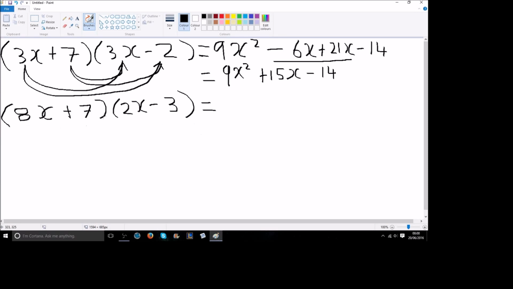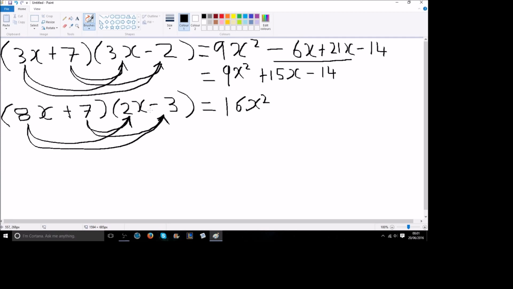Now, if you haven't got this correct, I'm going to do it now. So, just listen carefully. We do exactly the same: we do 8x times 2x, and then we do 8x times minus 3. For the second part we do 7 times 2x, and then we do 7 times minus 3. Just like the last one. So let's start off with 8x times 2x. When we do 8x times 2x, we do 8 times 2, which gives us 16, and then we do x times x, which gives us x squared.